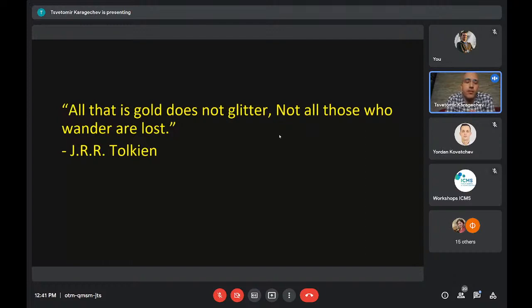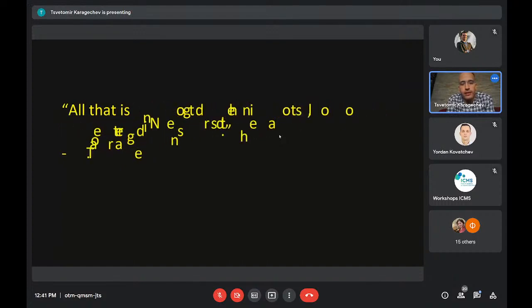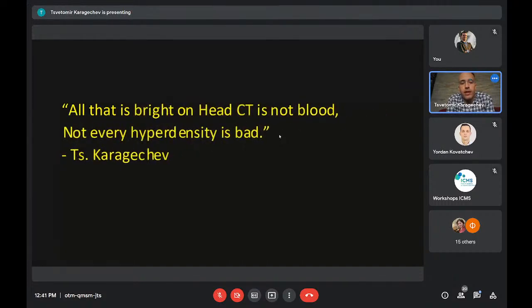As the great J.R.R. Tolkien once wrote in Lord of the Rings, "Not all that is gold does glitter," and I couldn't agree more with this statement. I just want to add that in the very same way, not everything that's bright on head CT is blood, and there are a lot of hyperdensities that we need to know and interpret correctly.